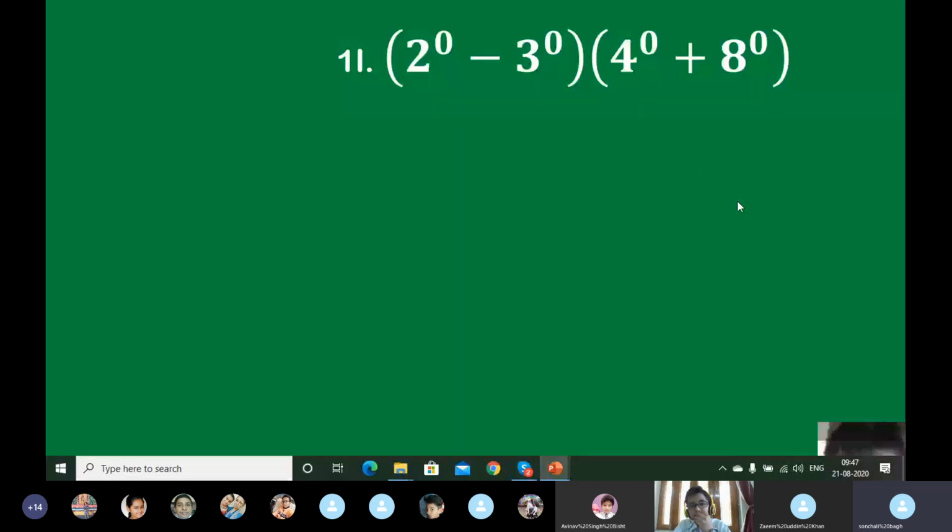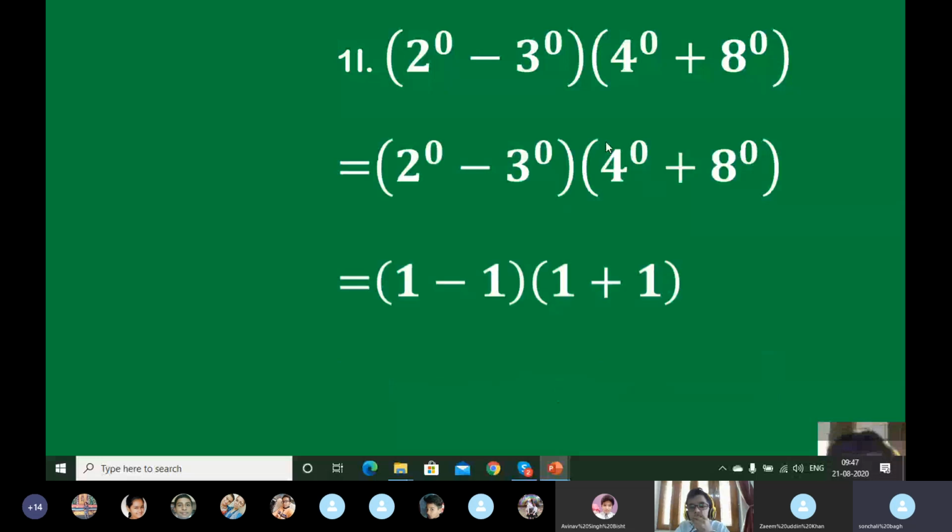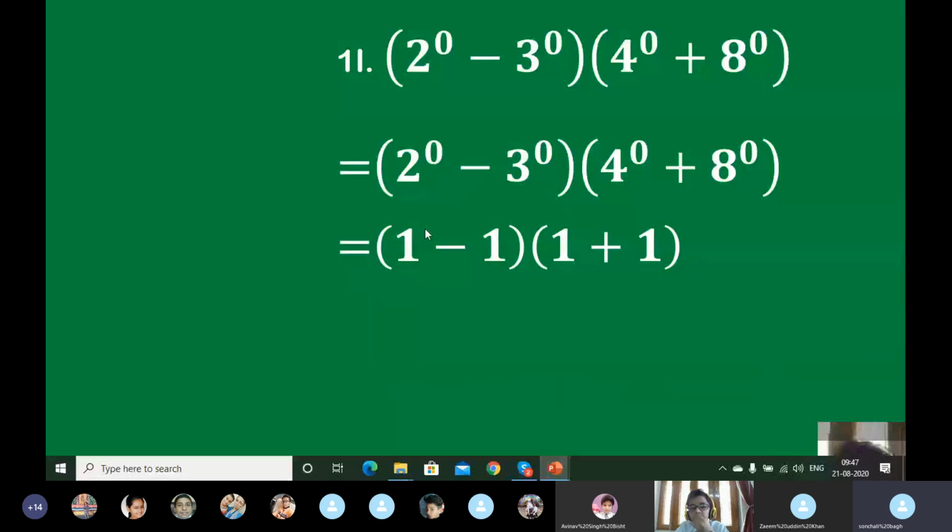2 to the power 0 is 1. Minus 3 to the power 0 is 1. 4 to the power 0 is 1. And 8 to the power 0 is 1. Okay. Now 1 minus 1 is 0, and 1 plus 1 is 2. And any number multiplied by 0 will give you zero.